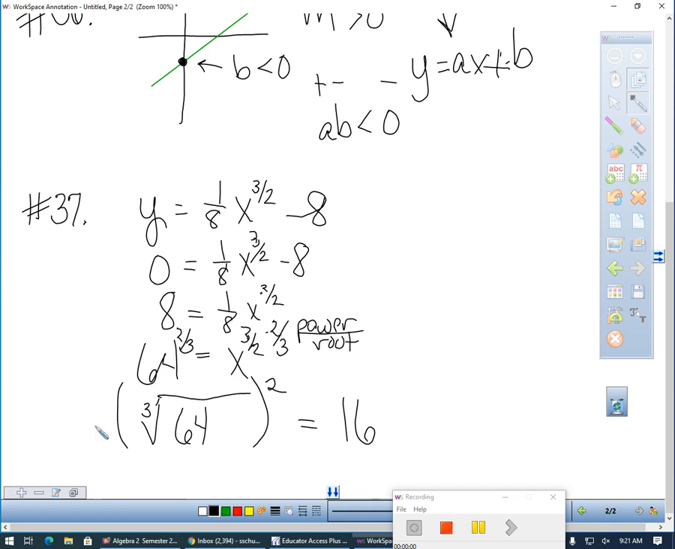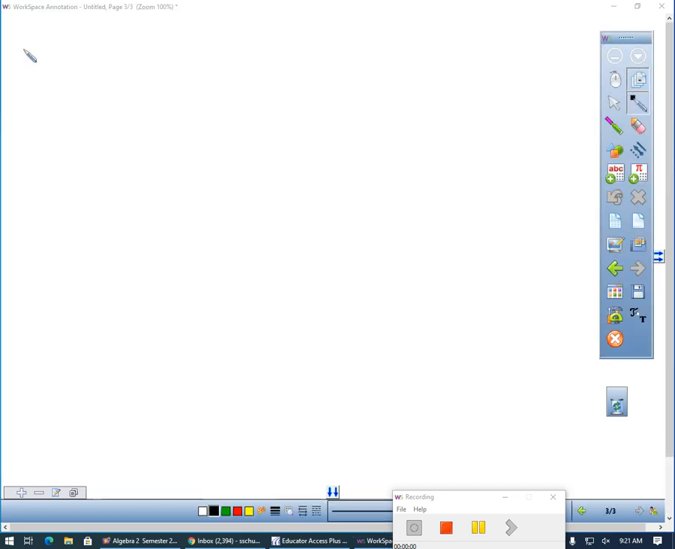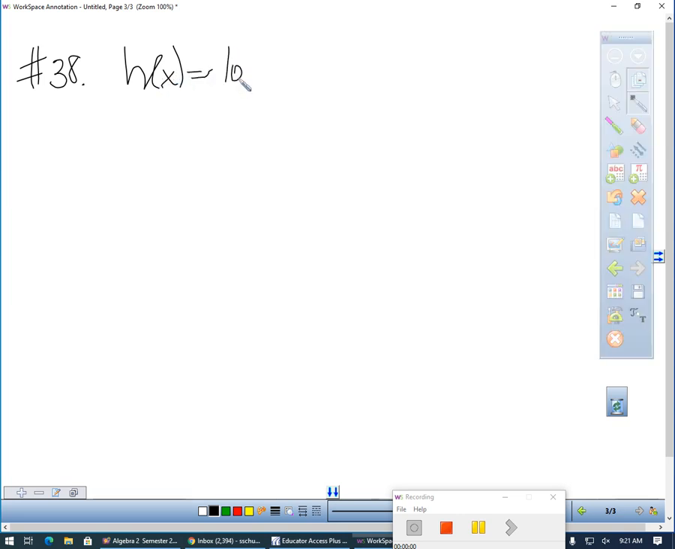All right, number 38. On number 38, we have h of x equals the log. Here, let me just clean that up a little. The log base 2 of x squared plus 2. And it says that h of x equals 3. So we're going to plug 3 in here. So we have 3 equals the log base 2 of x squared plus 2.